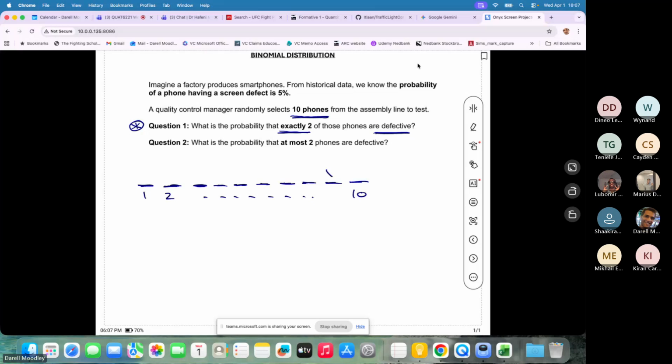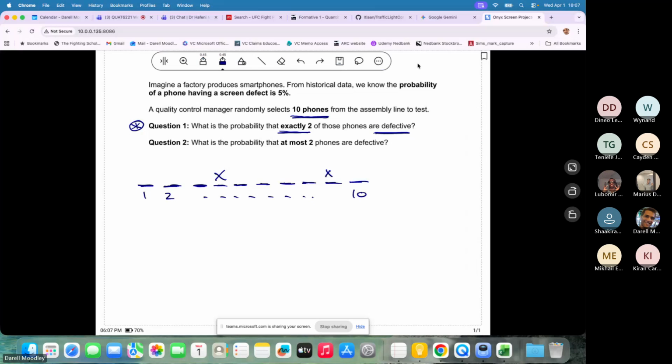It could be these 2 that have a defect, or it could be these 2. It doesn't matter. All we need to figure out is what's the chance that 2 of them out of those 10 have defects. So the first thing you want to pay attention to in this problem is that there's only 2 types of possibilities that can occur for these phones. In other words, a phone can have a defect or it won't have a defect. That's pretty much it.